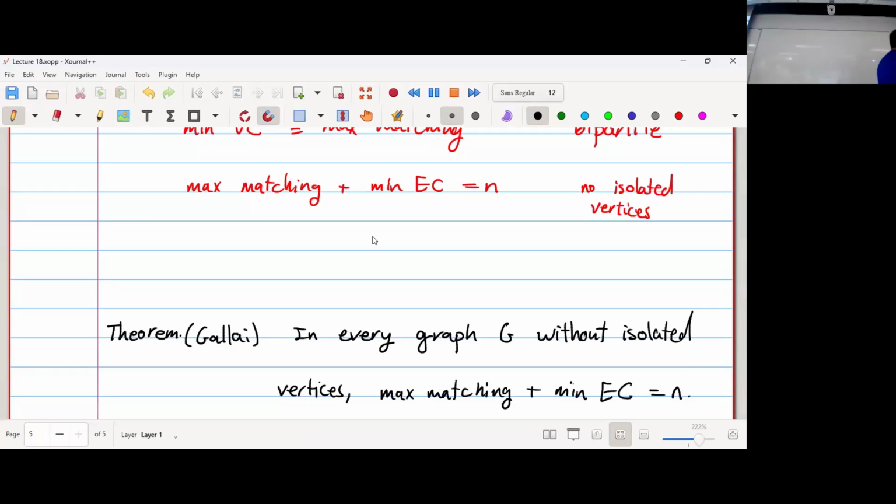Now, I just want you to realize that this is a very weird equality. Because when I'm talking about a matching, I'm talking about a set of edges. And when I'm talking about an edge cover, I'm also talking about a set of edges. But I'm saying that the sum of these two is the number of vertices.